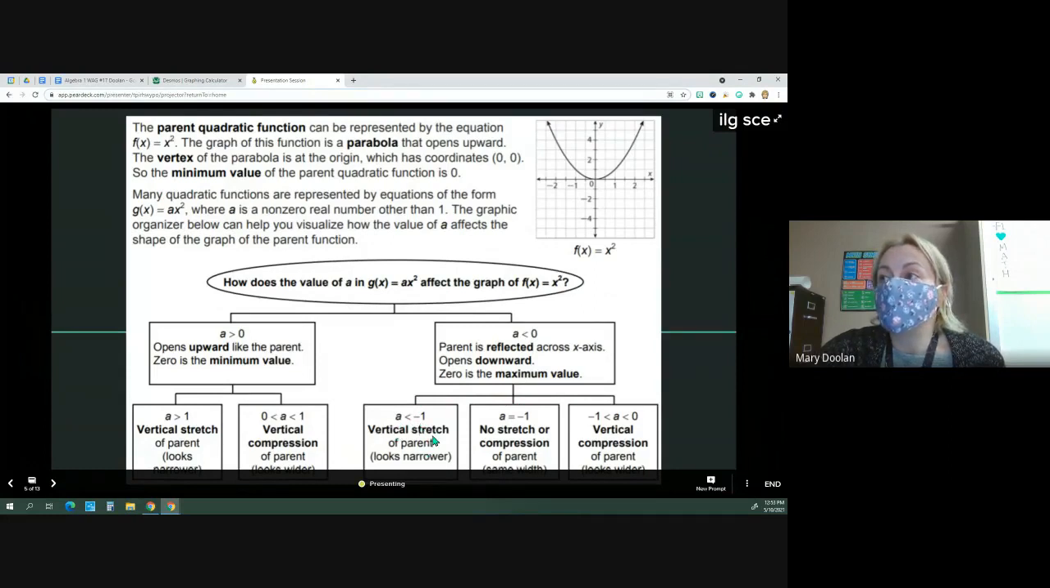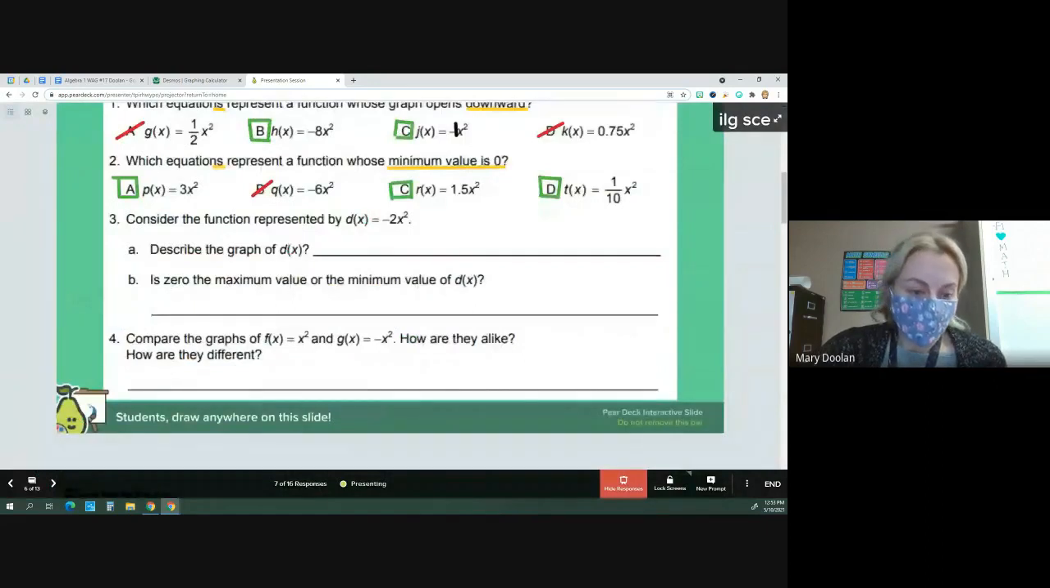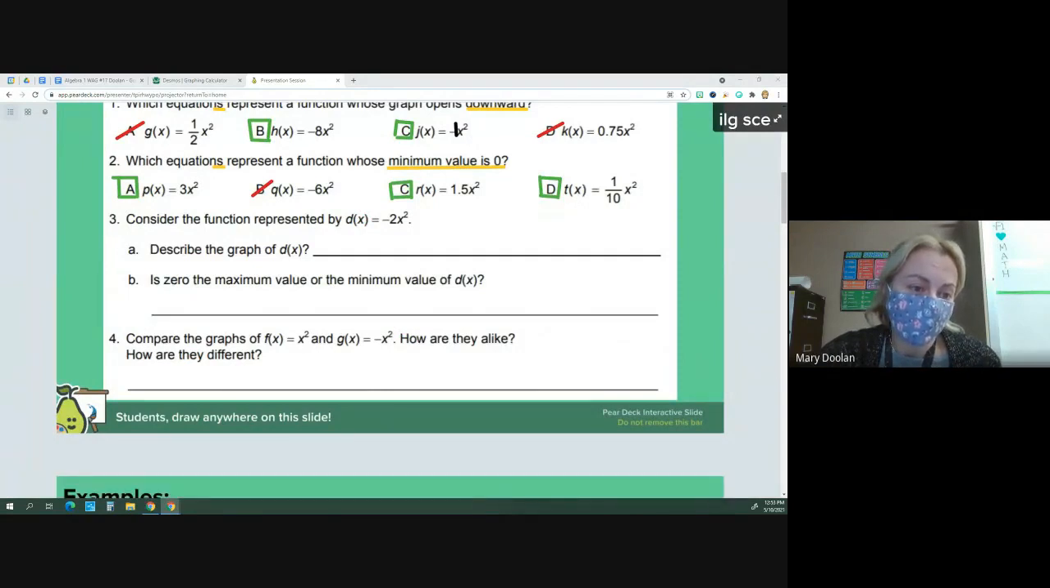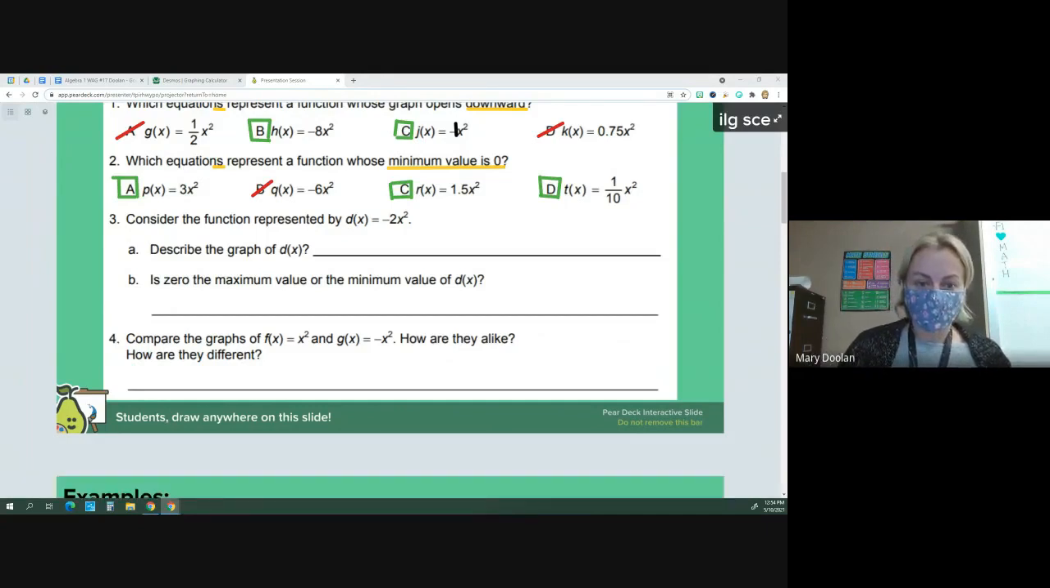So it's a vertical stretch. It's reflected across the x-axis. It opens downward. The 0 is the maximum value. All these things are true. And we could write any of those things that we want. And we will. We're going to type them. When you're using the typing tool, the default size of text is kind of large for this, so you can make it smaller just by dragging the little slider. Then you don't want it too small because then you can't see anything.